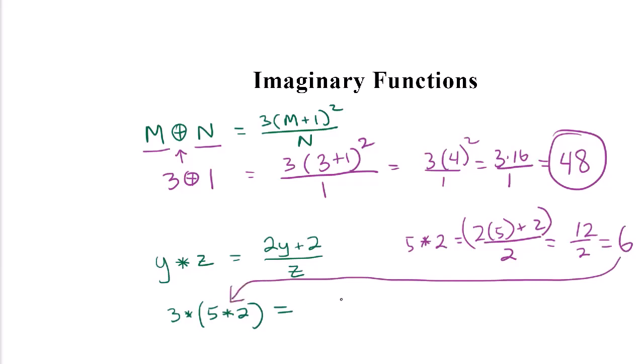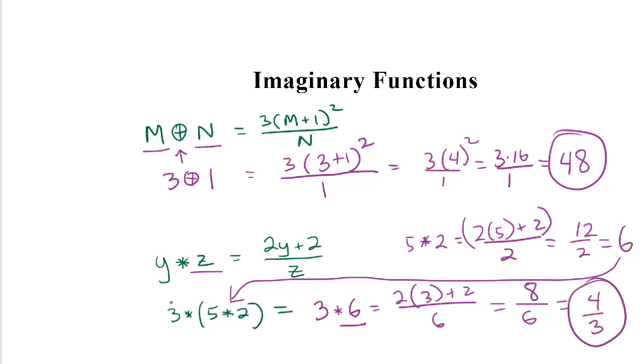All right, I can take that and plug that back into the rest of my function. I started with my parentheses. I evaluated it to 6. Now I have 3 star 6 to evaluate. Well, I know that. It's the same exercise. I'm just going to do it over with the new numbers. It's 2 times the value before the star, which is 3, plus 2 divided by z, which in this case, the value z that comes after the star is our 6. So I divide by 6. 2 times 3 is 6 plus 2 is 8. Divided by 6 is 8/6, or 4/3. My final answer for the embedded imaginary function, a format you'll often see, is 4/3.